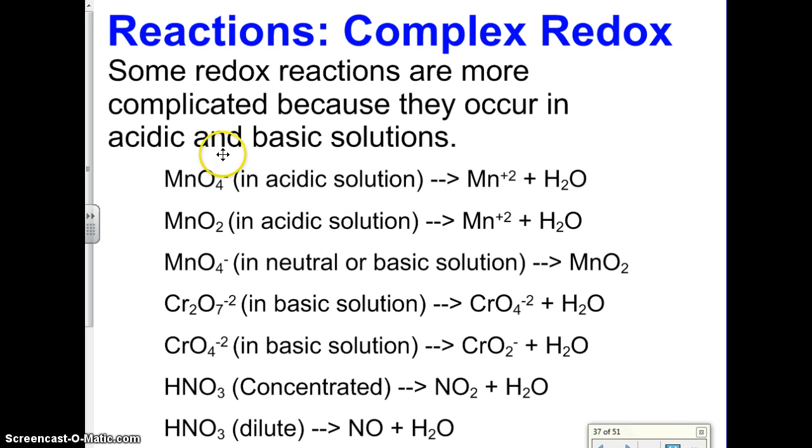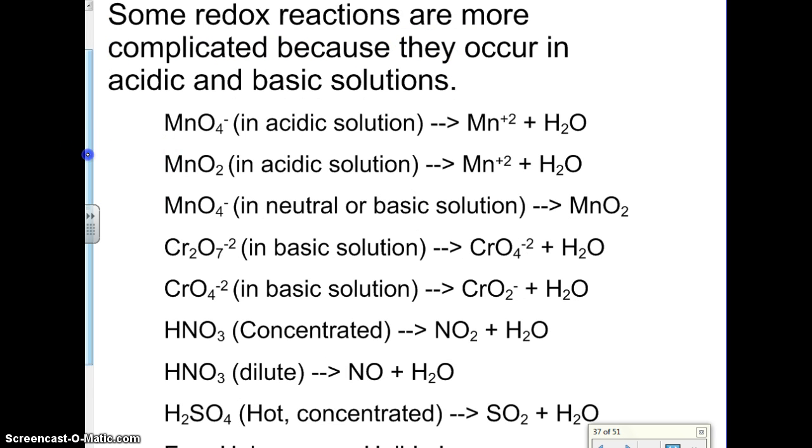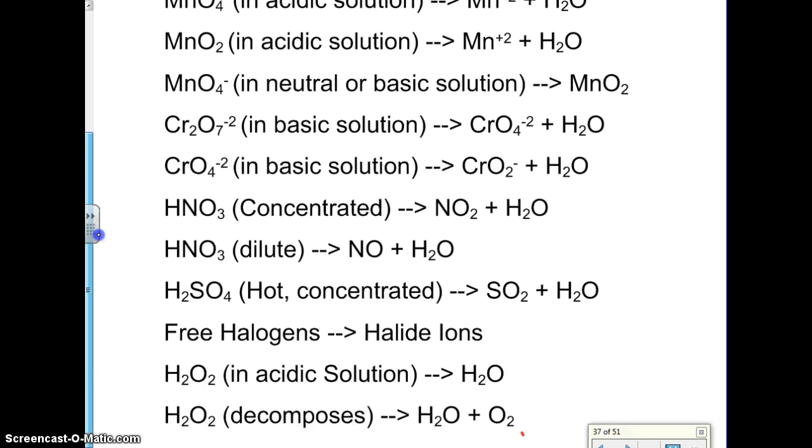We have these substances that, when they're introduced already in an acidic or basic solution, act a little differently than we're used to seeing. For example, a permanganate in an acidic solution breaks down into a manganese 2 ion and water. So we have a bunch of these. Remember, you don't have to memorize any of these. What I need you to be able to do is write out your half reactions and then go from there. And here's our list of them.